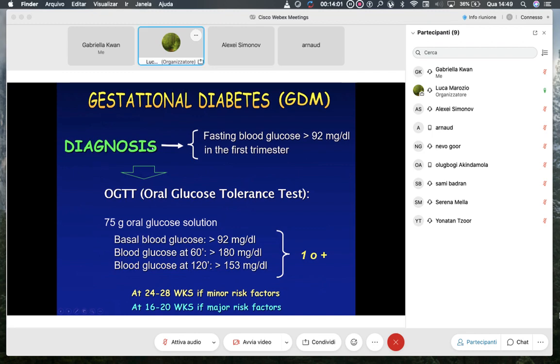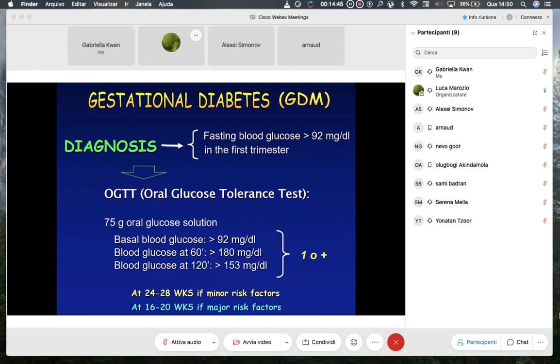Well, the diagnosis is made if fasting blood glucose is greater than 92 milligrams per deciliter in the first trimester. Remember that in this case, it is reasonable to think about a not previously diagnosed type 2 diabetes. If the fasting blood glucose is high in the first trimester, probably it is a pre-existing diabetes not diagnosed before.